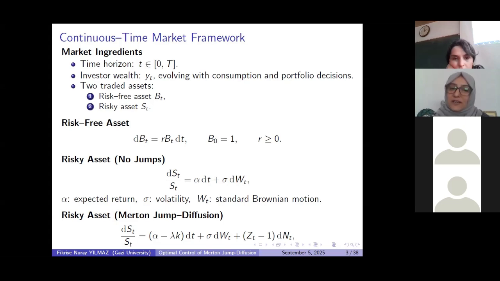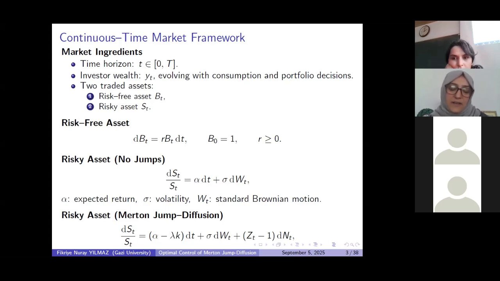For a risk-free asset, if you want to calculate the option price at a time t, we use a differential equation as dB_t is equal to r times B_t times dt. It is actually an ordinary differential equation, as you see, of course. It's an initial value problem.